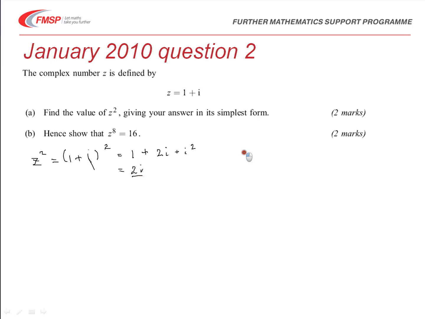So for the 2 marks there, we'll get a method mark for knowing how to square, and the fact that we've got to square the 1 plus i, and then an accuracy mark for getting the result of 2i.